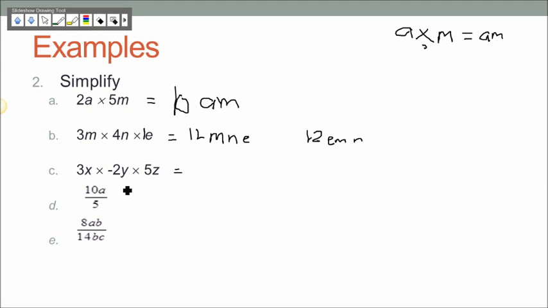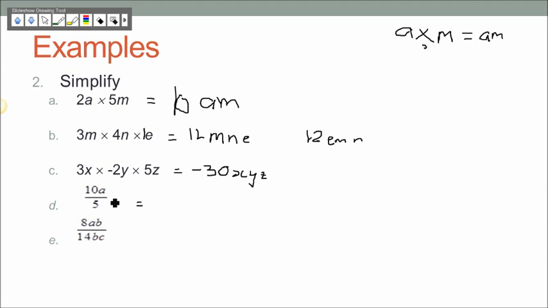Okay, c. Starting again, let's do the coefficients first. So 3 times minus 2 is minus 6, times 5 is minus 30. Don't forget, you don't have to do this in your head. You've got a calculator with you. So if you feel a little bit apprehensive about doing multiplication in your head, just whip out your calculator and you'll be fine. Okay, now let's do the pronumerals. We have x, y, and z. So at the end, we have xyz. Okay, last couple of examples.